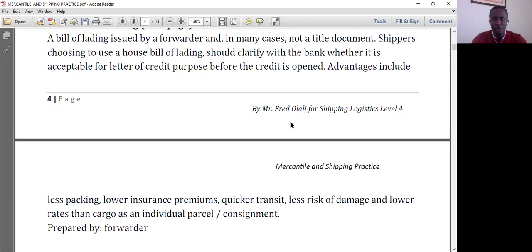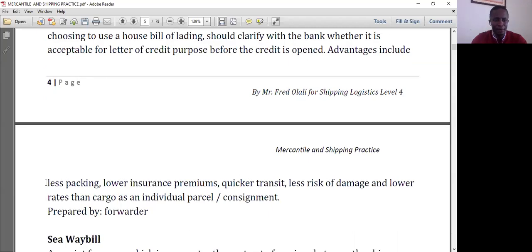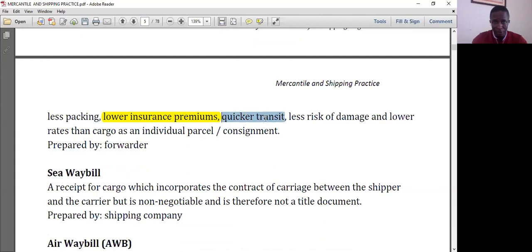So advantages include that there's less packing, lower insurance premiums. Yeah, there will be a lower insurance premium because the premium may be covered per container and you can share it. There's a quick transit, which is another very important point here. The quick transit is because that container is designed for one direction. For instance, it comes on a truck, that truck cannot branch anywhere, but will move straight to the destined place, so there's no wastage of time.